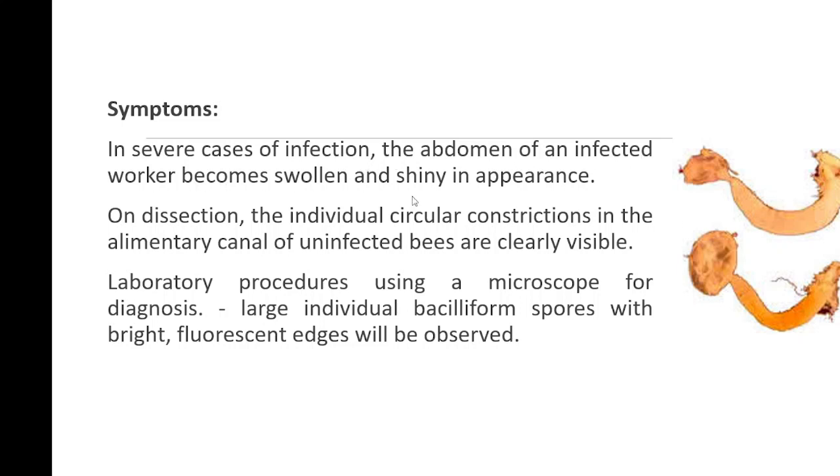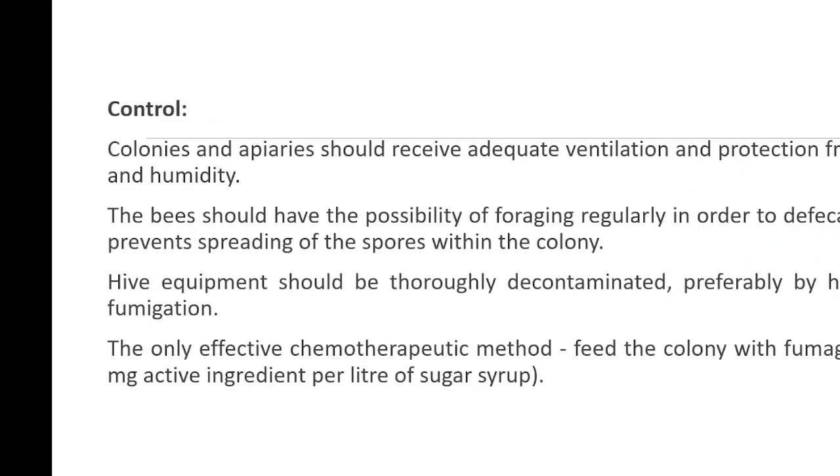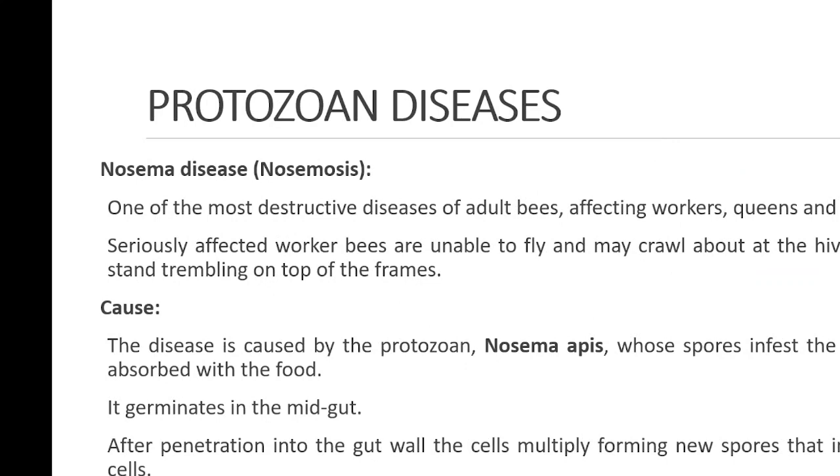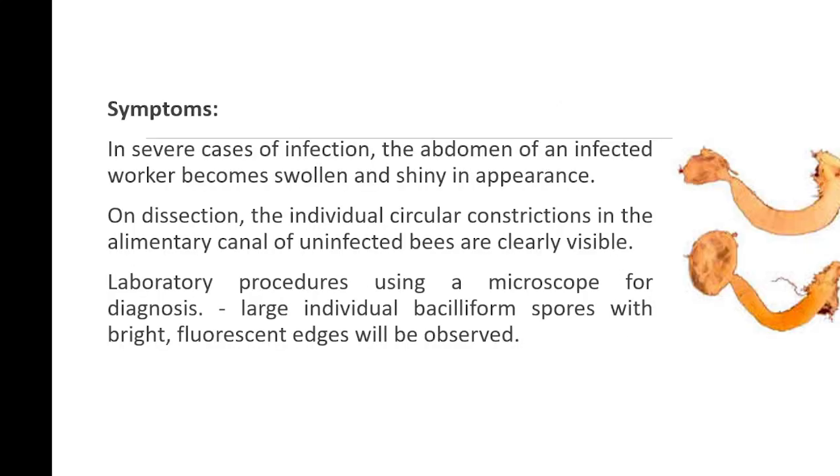In severe cases of infection, the abdomen of the infected worker becomes swollen and shiny in appearance. This is the abdomen; you can see that it will be quite swollen and also very shiny. On dissection, circular constrictions in the alimentary canal, which are clearly visible in uninfected bees, are lost. In laboratory diagnosis using a microscope, spores with a bright fluorescence can be easily observed. That is one of the important symptoms by which we can identify this protozoan disease. It is a very dangerous disease. Most of the time it destroys the honeybee colony, so it is quite common.